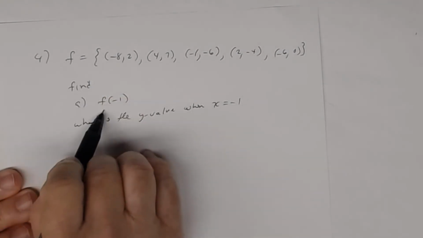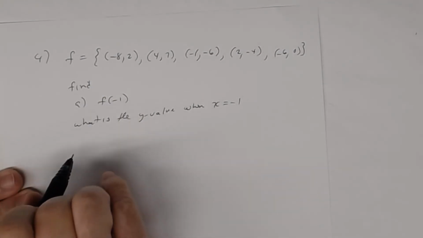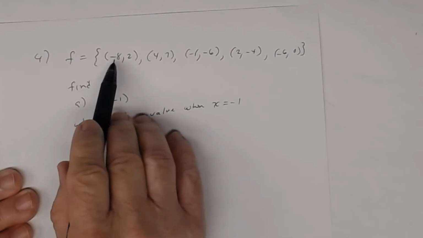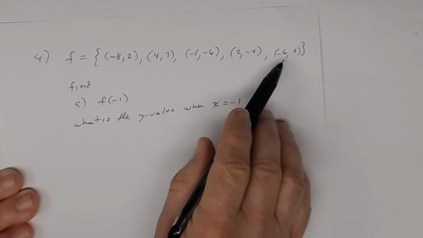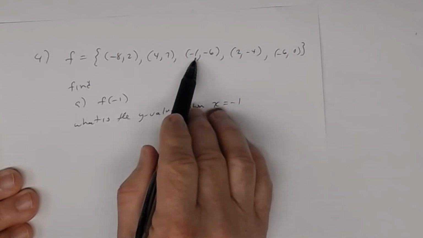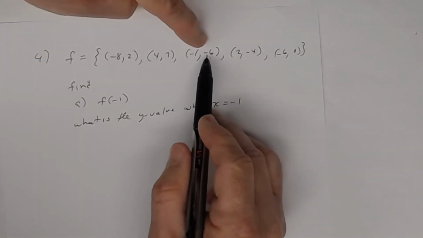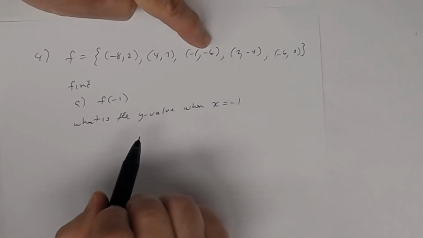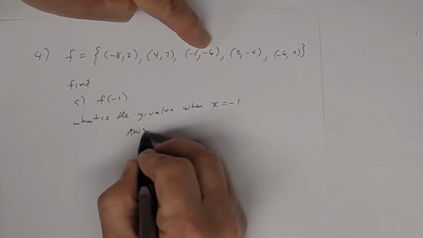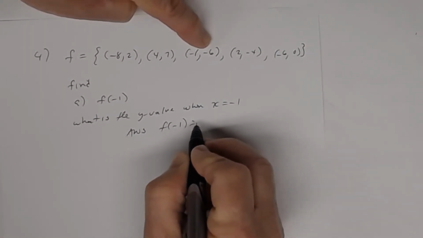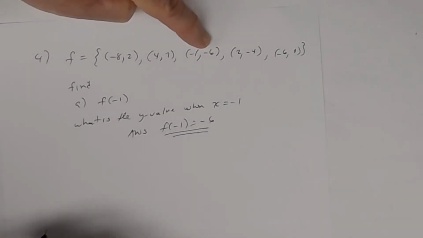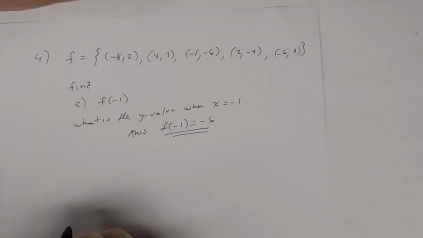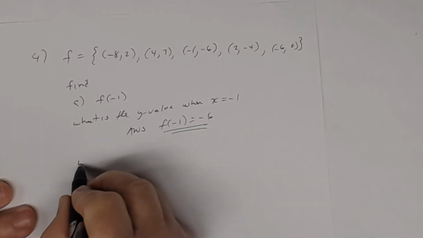So here's my function f. I want to find, when x is negative 1, what's my y value? Well, all you have to do is look for the point in which the x value is negative 1. So that's right here. So when x is negative 1, what's my y value? Well, my y value is negative 6. So the answer, you're going to say f of negative 1 equals negative 6. There's your answer. So when x is negative 1, my y value is negative 6. All right? So see, not difficult, right? Fairly simple to think about.